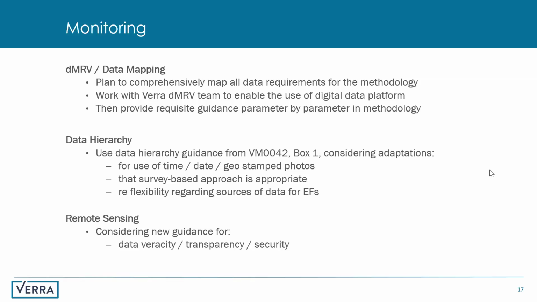And then greater flexibility with respect to sources of data for the emission factors. That's really just keeping this method in line with what we see in other VCS methodologies, so you're able to draw on a range of different sources. And then for remote sensing, we anticipate this to be critical for rice projects. Most likely we will not see any mandatory requirements to use remote sensing, but we're already seeing how incredibly powerful and useful this technology can be.